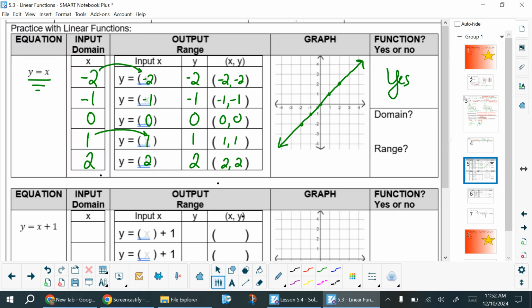And then, is it a function? Yes, it is. It passes the vertical line test. What is the domain? So the domain here is going to be all real numbers. It keeps going forever and ever. It's a continuous function. The range is also all real numbers.